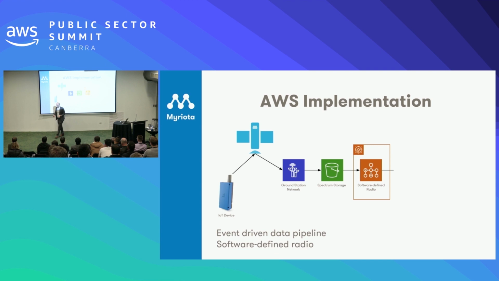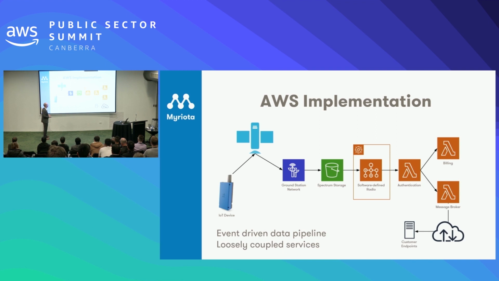We do this by running our SDR using Batch on EC2 and using Spot Fleet. And from there, we have a series of loosely coupled event-driven services. We move into event-driven Lambdas for authentication. We track the messages through billing to perform our billing, and then we feed the messages via a message broker through to our customers via a RESTful API.